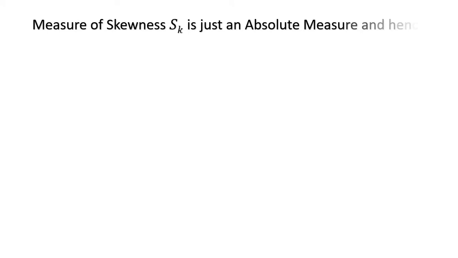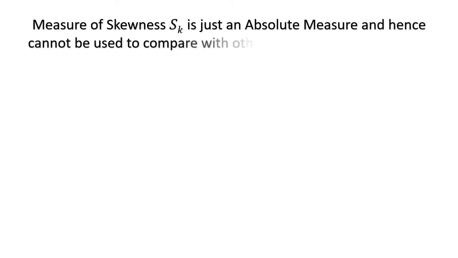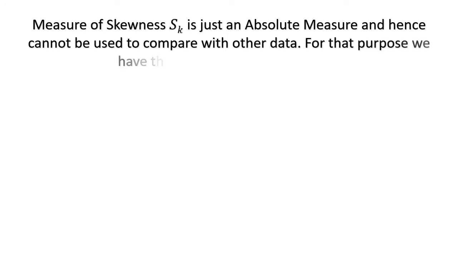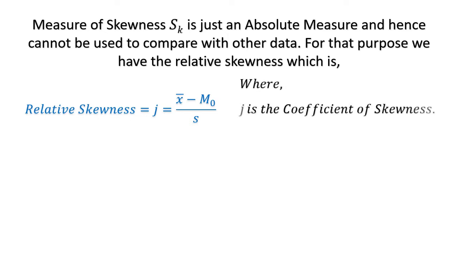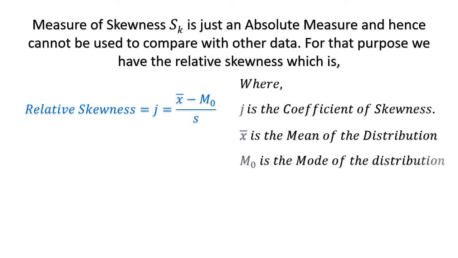But the measure of skewness Sk is just an absolute measure, and hence we cannot use it to compare with other data. For that purpose we have the relative measure of skewness, which is as follows. Skewness is Sk and relative skewness is J, which is x bar minus mode upon S. Here J is the coefficient of skewness, so relative skewness is also known as coefficient of skewness. X bar we know is the mean of the distribution, Mo is the mode of the distribution, and S is the standard deviation of the distribution.